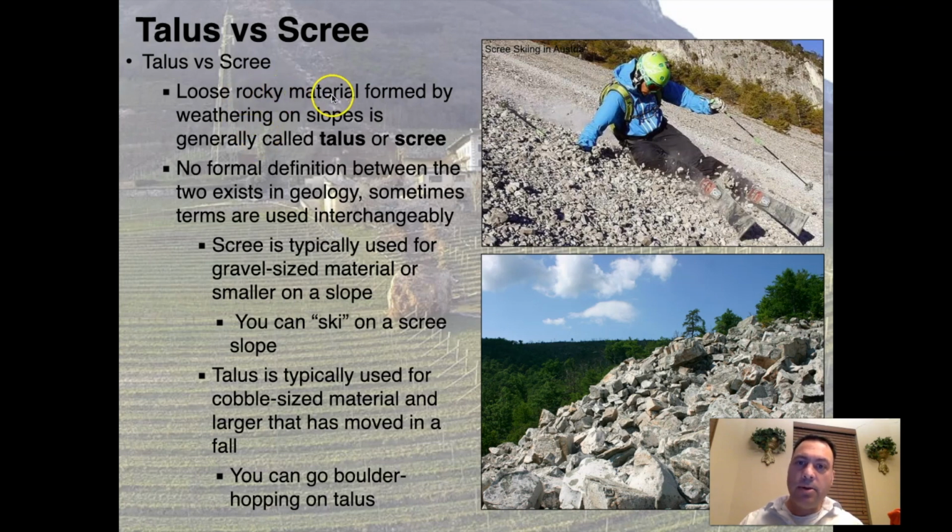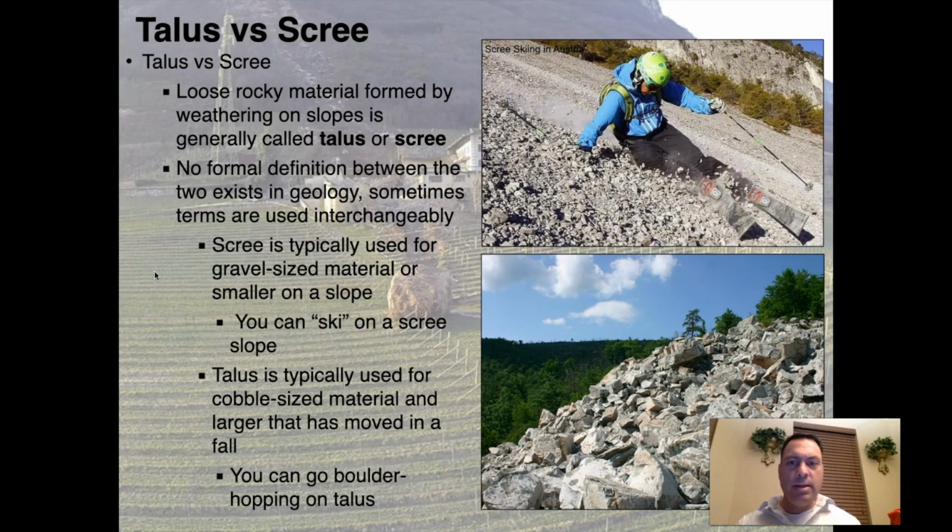So loose rocky material formed by weathering on slopes is generally called talus or scree. In fact, scree is a more common term used in England. It's less commonly used in the United States, and then of course other countries, Australia, Canada, they use variations. Some will use talus, some will use scree, depending on where the professor takes a larger amount of their experience from. And there's no formal definition between the two that exists in geology, right? You'll frequently hear the terms used interchangeably, but I will say that this is just from my own experience and from talking to others.